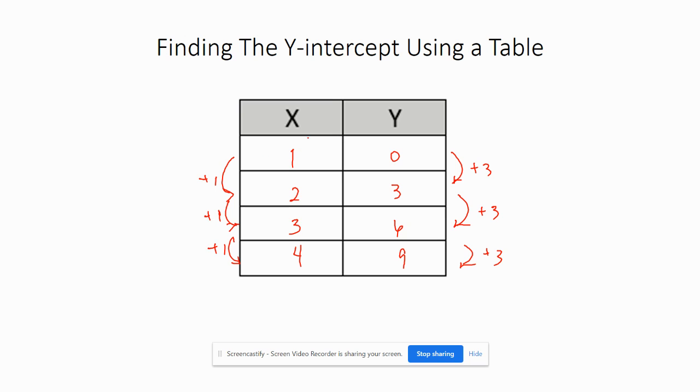Now notice I don't have a 0 on my x, so I have to make a column, or row, I should say, where I have 0. 0 would give me what? If 1 gives me 0 and 2 gives me 3, I'm counting by 3s, so I would have to say -3. So 0 minus 3, which is -3, is my y-intercept. The y-intercept is -3, so the point is (0, -3). All I'm doing is looking at the pattern and seeing what would come before this 1, because 0 is right before 1.